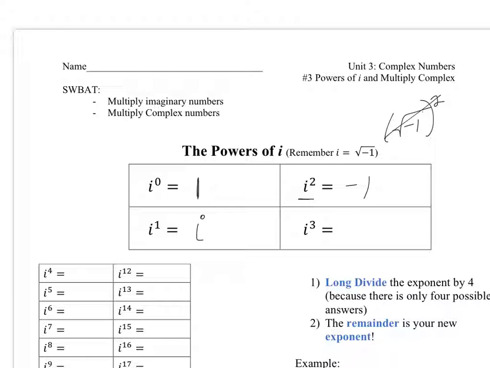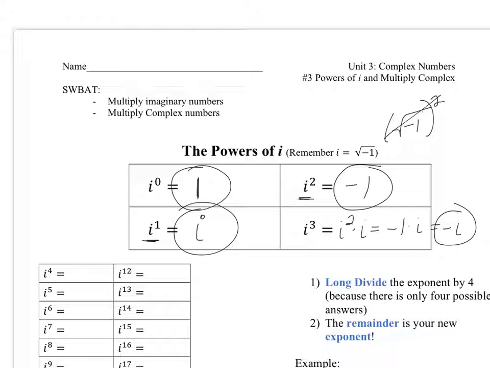And now if I cube it, well, cubing is just like taking this times this. I cubed is the same as i squared times i. So it's the same as -1 times i, which is -i. So these are your 4 powers of i. And truthfully, that's all you have. There's 4 powers of i.